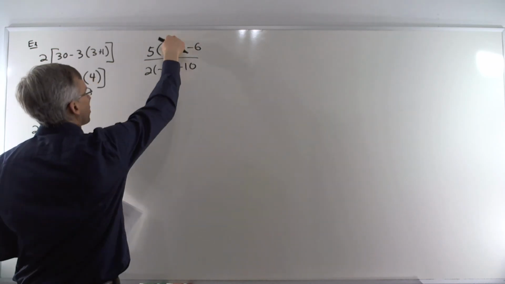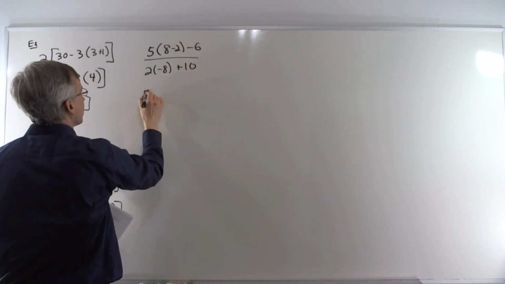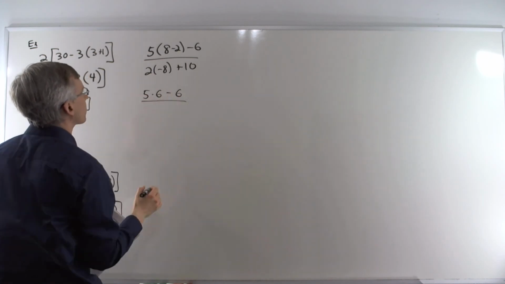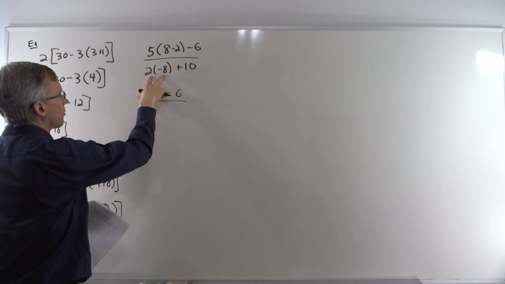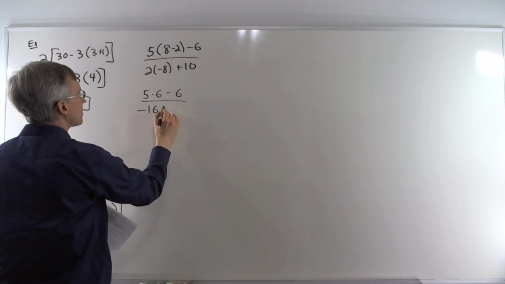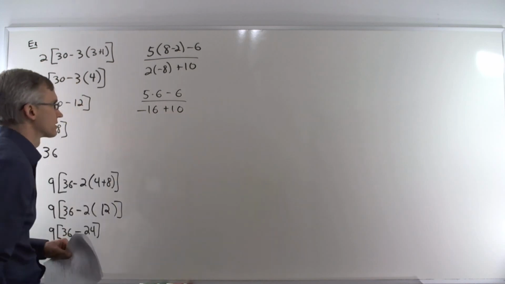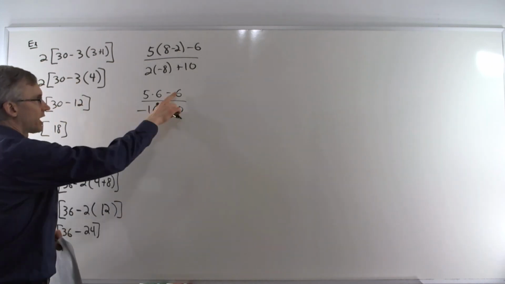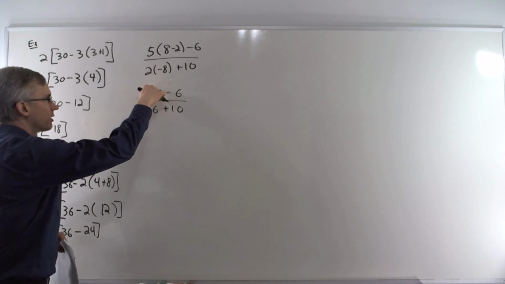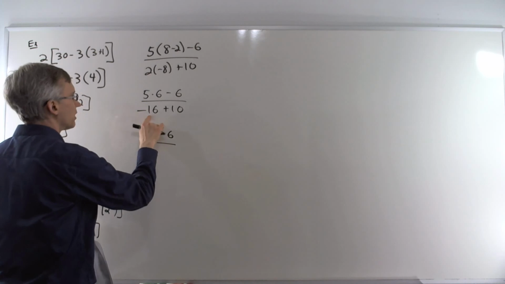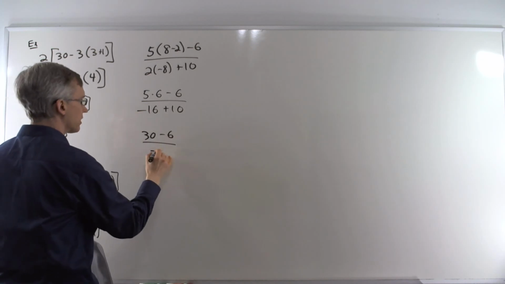So on top, we're going to start within the grouping symbol, so that is 5 times 6 minus 6. Over here we'll start with multiplication. 2 times negative 8 is negative 16. Negative 16 plus 10 on the bottom. All right, next up, on top, we have multiplication, so we'll start here. Do 30 minus 6 over negative 16 plus 10 is negative 6.